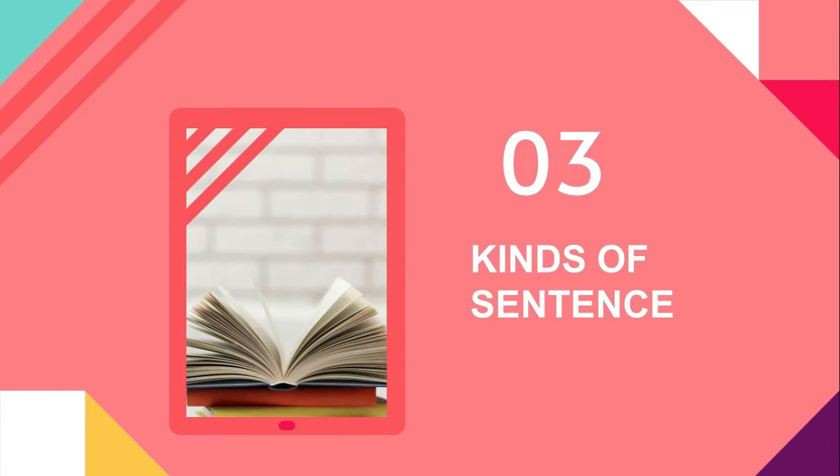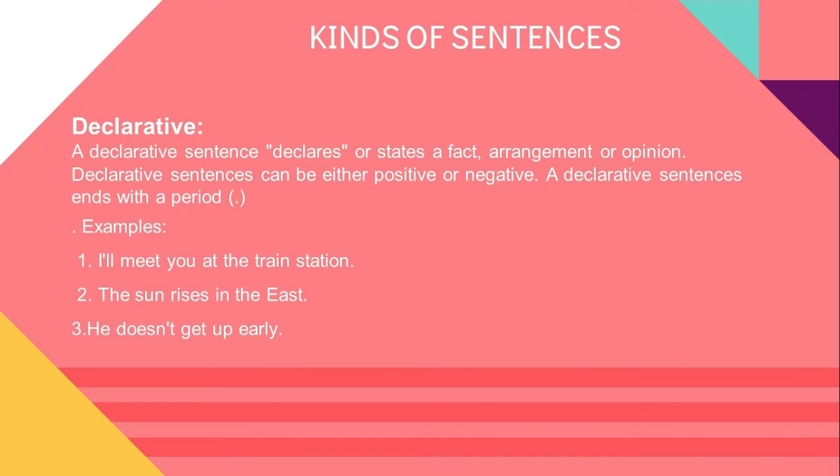Third is kinds of sentences. Declarative. A declarative sentence declares or states a fact, arrangement, or opinion. Declarative sentences can be either positive or negative. A declarative sentence ends with a period. Example: I'll meet you at the train station. The sun rises in the east. He doesn't get up early.